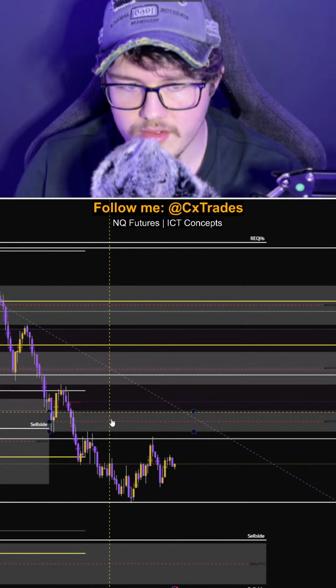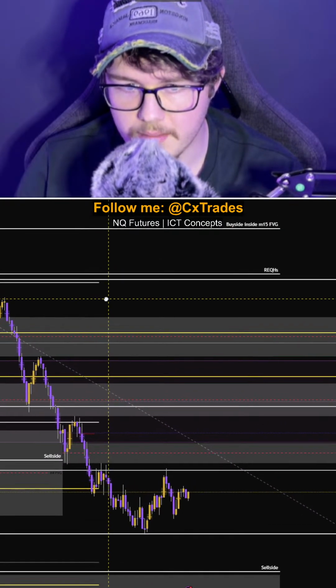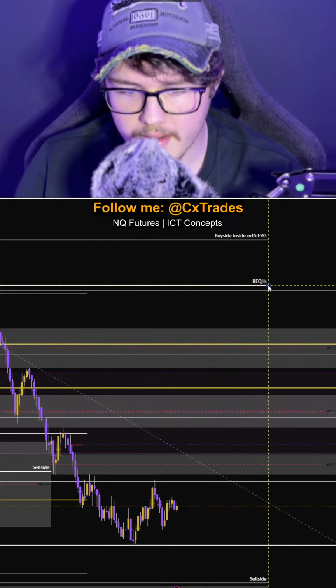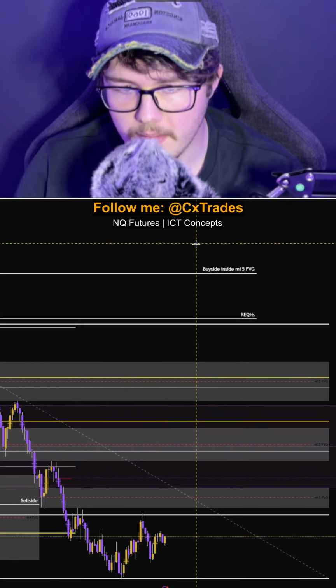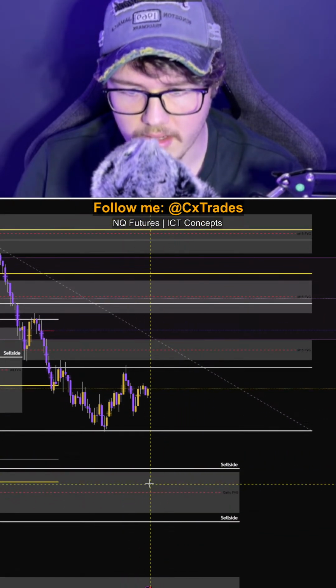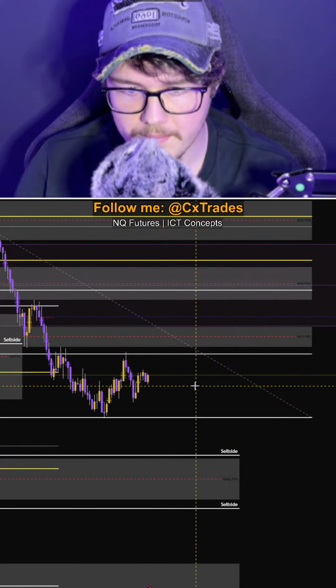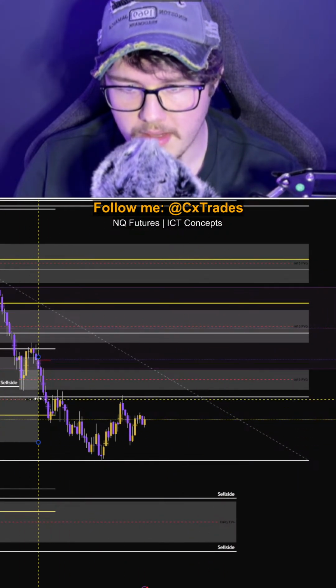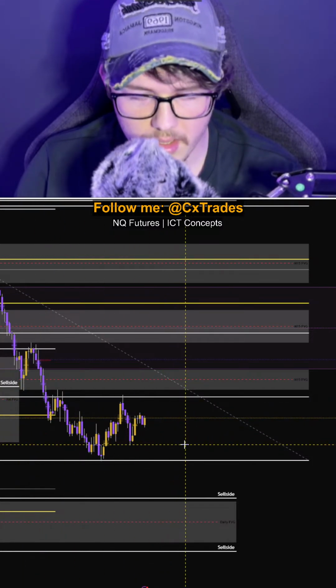So here's our range, and here is our 50-minute FEG sat above. We have relative equal highs. We have a high inside of a 50-minute bearish imbalance, and then we also have sell side down here, just above this daily fair value gap. Obviously, we have the 4-hour as well that we could potentially react off of, depending on how we close.